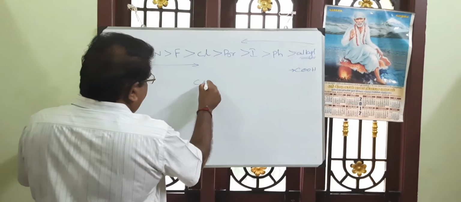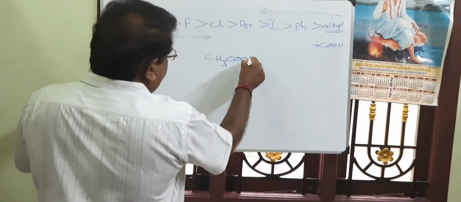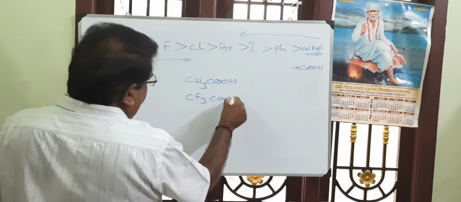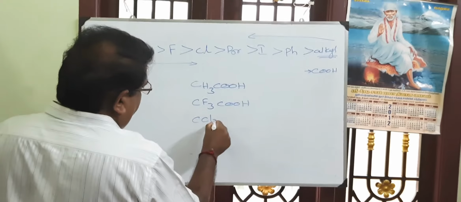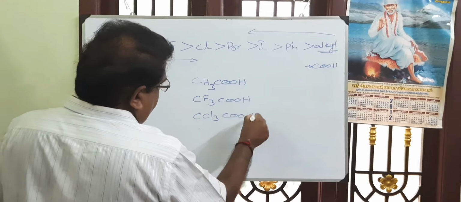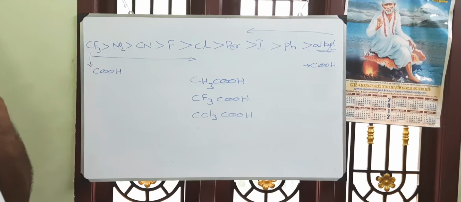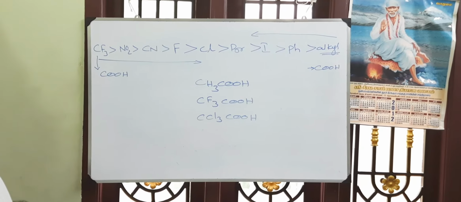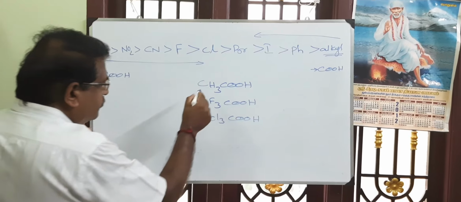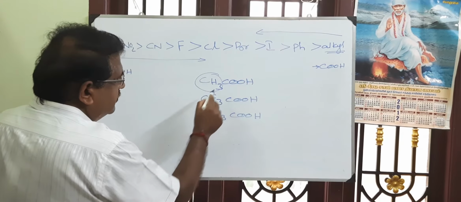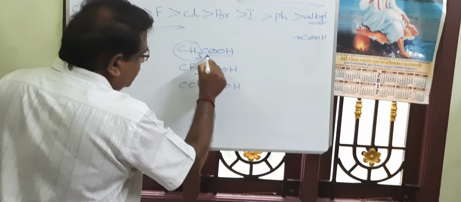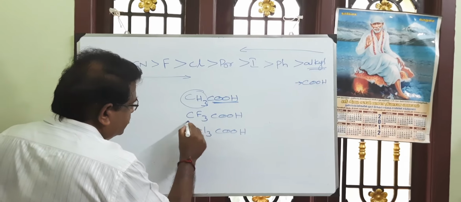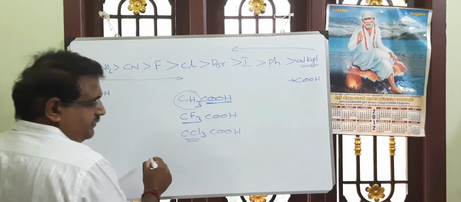CH3COOH, CF3COOH, CCl3COOH. Of these three acids, which is the stronger acid and which is the weaker acid? Now we have the alkyl group here attached to the carboxylic moiety. Here we have CF3, and here we have CCl3.